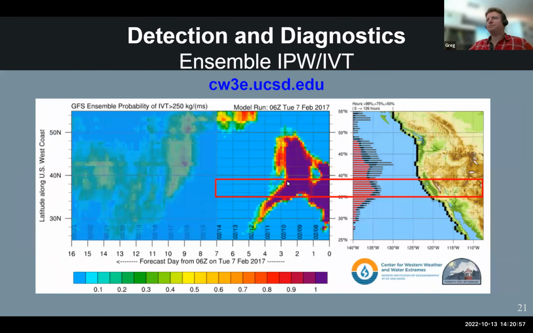Here's another tool from them. And this shows latitude on the y-axis and then forecast time on the x-axis. So it shows expected integrated vapor transport through time at different latitudes and the probability of having an atmospheric river. So basically showing the probability of having an atmospheric river at a given latitude and forecast time. And then this plot also shows the probability of seeing an atmospheric river at a given latitude.